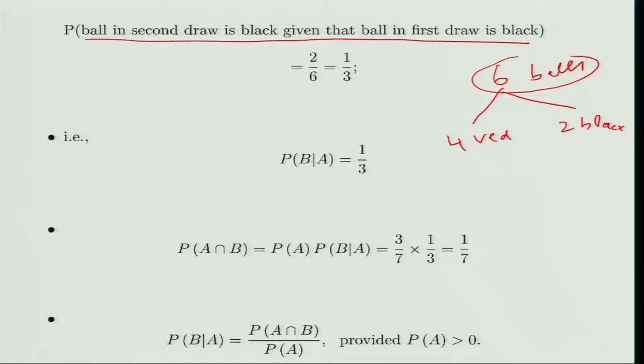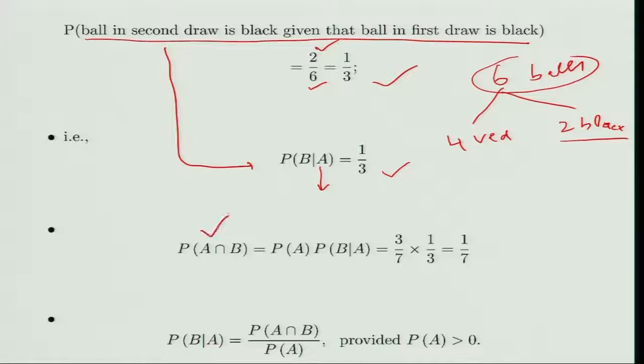So this probability that ball in second draw is black, given that ball in first draw is black, is same as total number of possible cases, which is 6. Number of cases favorable to black is 2. So it is 2 by 6, which is 1 by 3. So this probability can also be written as probability of event B, that means ball in second draw is black, given that the ball in the first draw was black, this probability turns out to be 1 by 3.